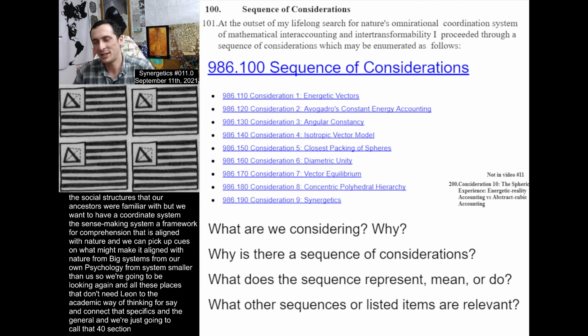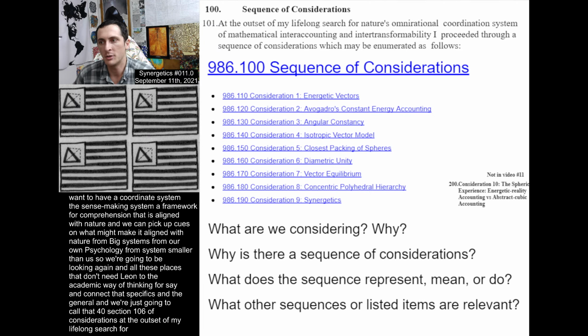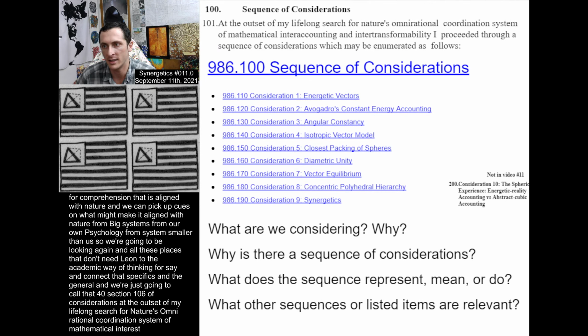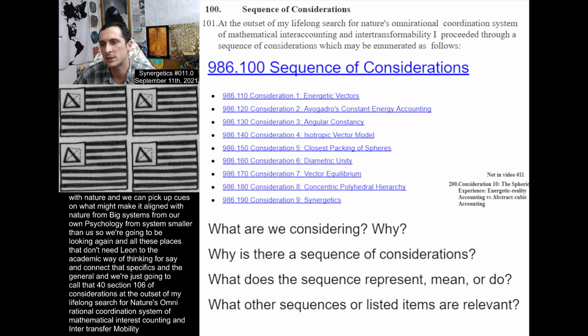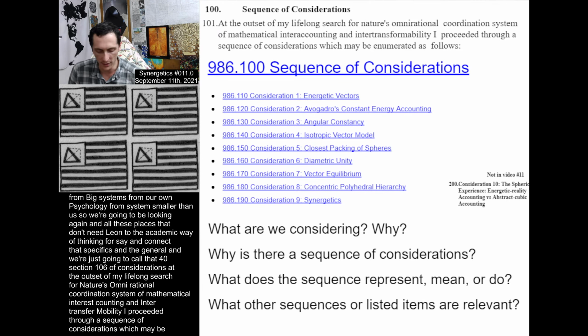Section 100, Sequence of Considerations. At the outset of my lifelong search for nature's omni-rational coordination system of mathematical interaccounting and intertransformability, I proceeded through a sequence of considerations, which may be enumerated as follows.